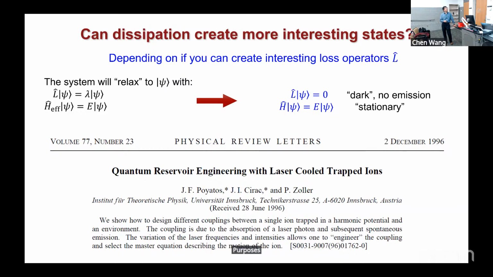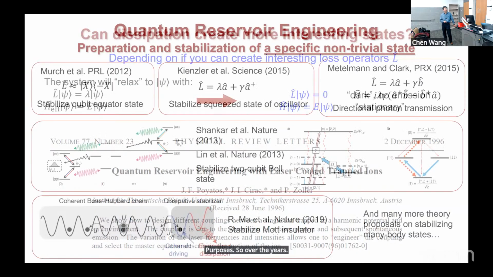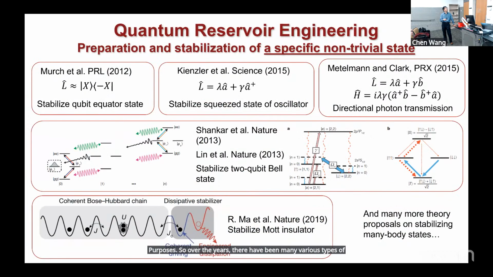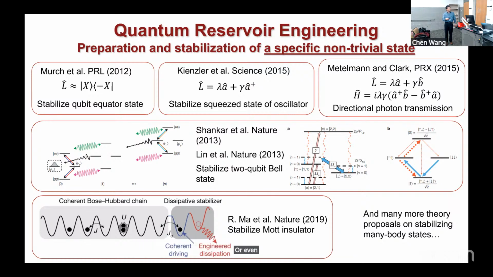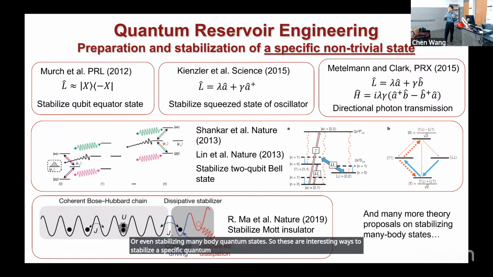So over the years, there have been many types of demonstration or understanding of engineering specific dissipation operators, so that you can stabilize interesting superposition states such as squeezed states, and to stabilize, for example, 2-qubit Bell states, or even stabilizing many-body quantum states. So these are interesting ways to stabilize a specific quantum state so that they can function as resources.